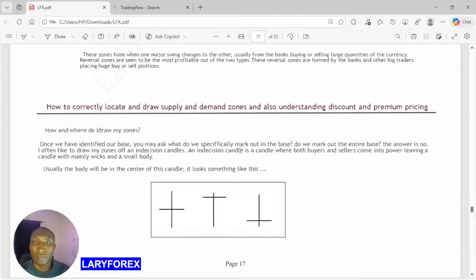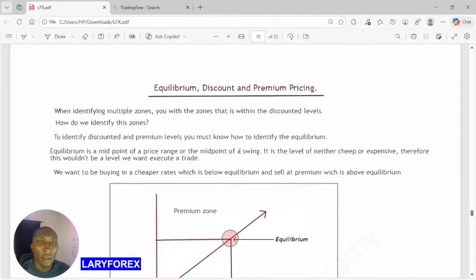Are you guys following? An indecision candle is a candle where both buyers and sellers come into power, leaving a candle with mainly wicks and a small body. Usually the body will be in the center of these candles. It looks something like this. This is a diagram on the chart. This is a doji candle. It's most often called a doji candle.